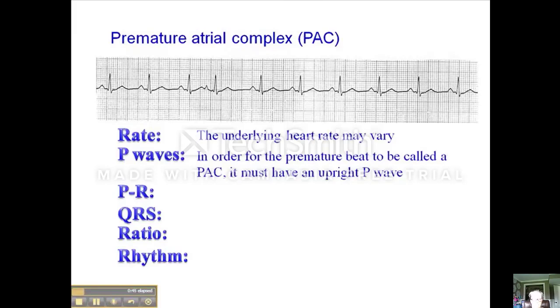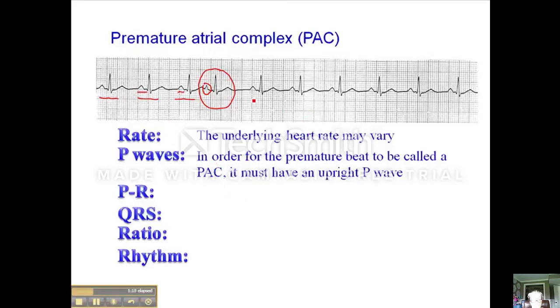be an upright P wave. So this is what we're looking for. And in this case, here is a sinus beat. Here is another sinus beat. Here's another one. And here is the premature atrial complex. You'll notice that, first and foremost, it comes earlier than the next expected beat. And secondly, the P wave morphology is also different from the underlying P wave morphology. So those are some indications that this is a premature atrial complex.